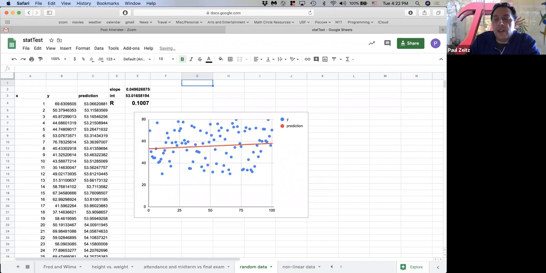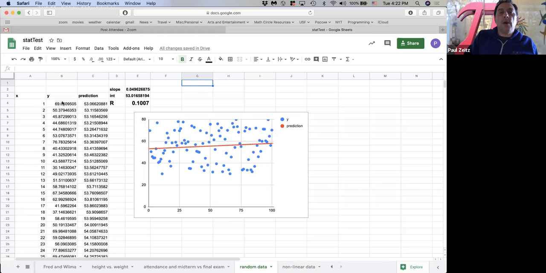Anyway, this is completely random data, and it makes sense that the correlation coefficient should be 0, because after all, any knowledge about X gives you no knowledge about Y. The fact that X is 50 or the fact that X is 75 won't tell you anything. You won't have any inclination about anything that could be different about the Y value.